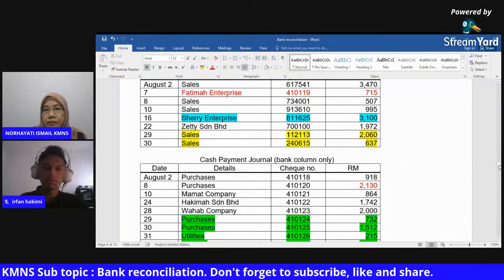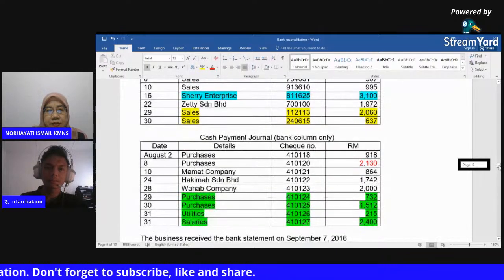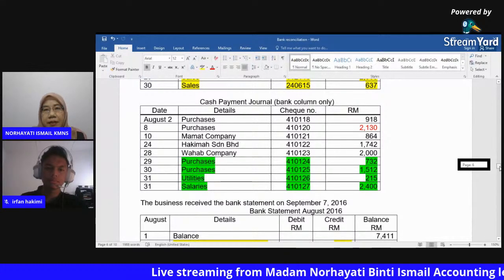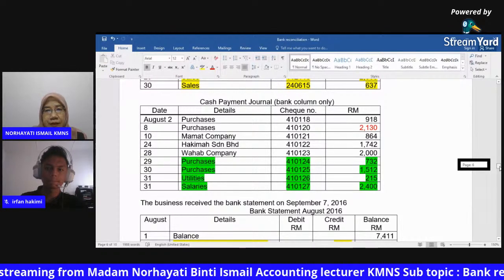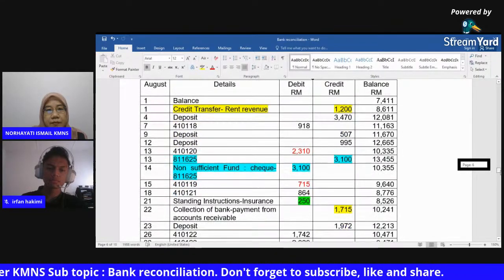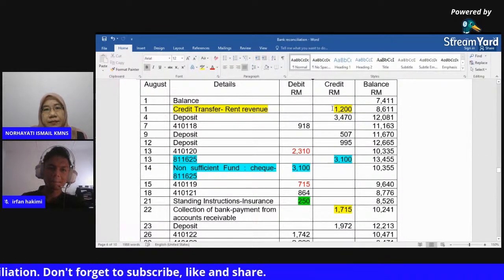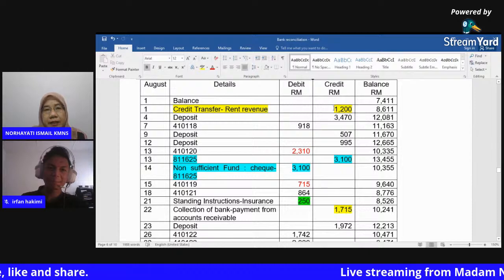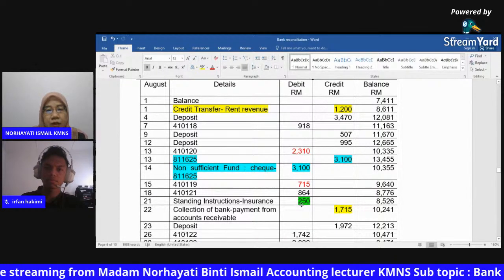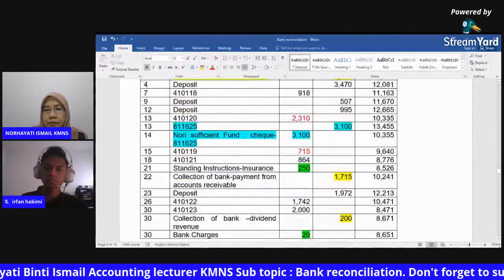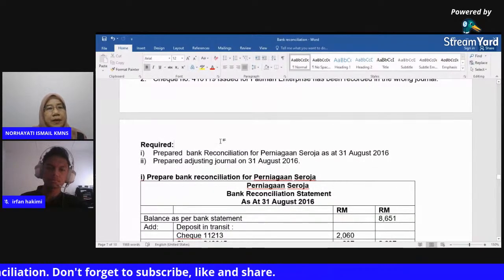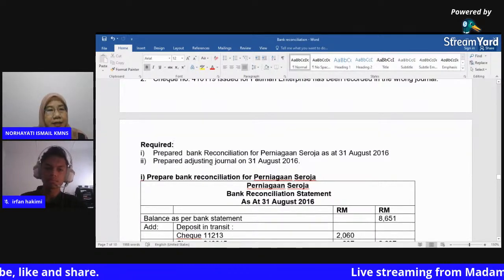Now, after that, we have to prepare the bank reconciliation. After we take into account the outstanding check, deposit in transit, the error, and non-sufficient fund. So now we have to prepare the bank reconciliation. Okay, this one, the green color, it means that we have recorded in the bank statement but not recorded in the cash book. So we must add in the cash book. And the yellow color represents that we have recorded in the bank statement, not recorded in the cash book. Now we prepare the bank reconciliation. So you are required to prepare the bank reconciliation and also prepare the adjusting journal entry.